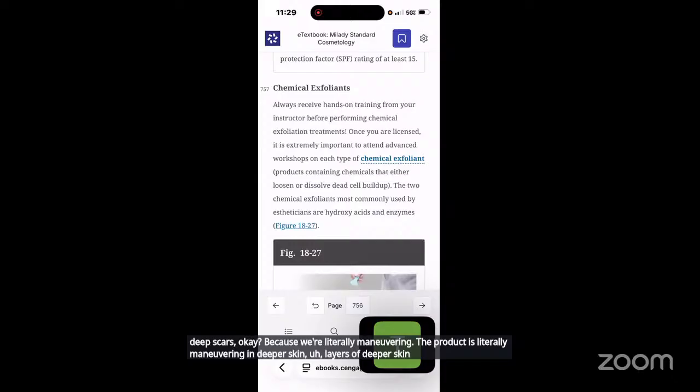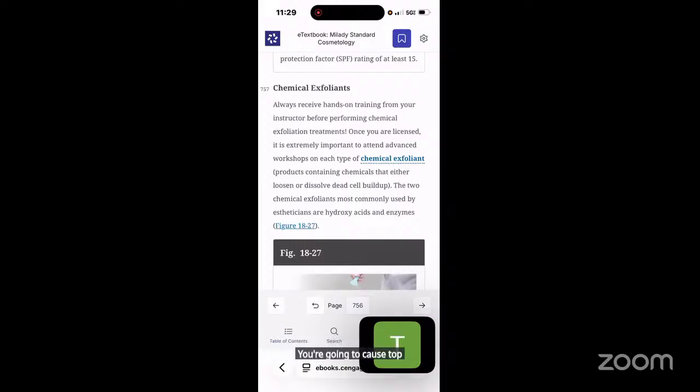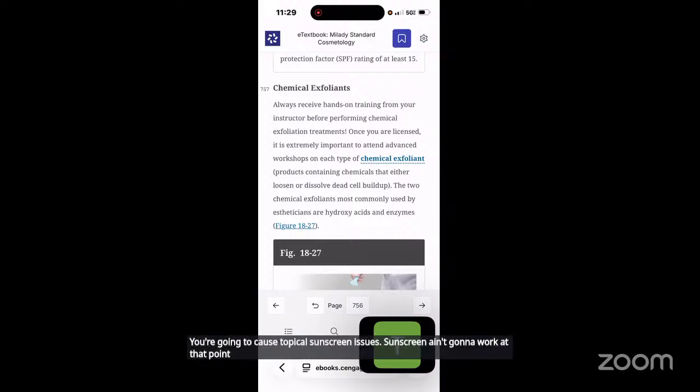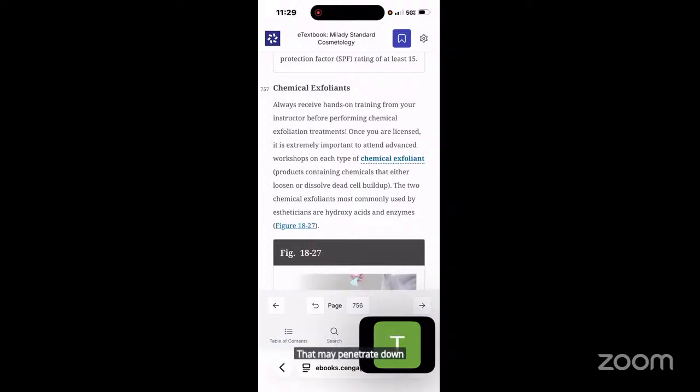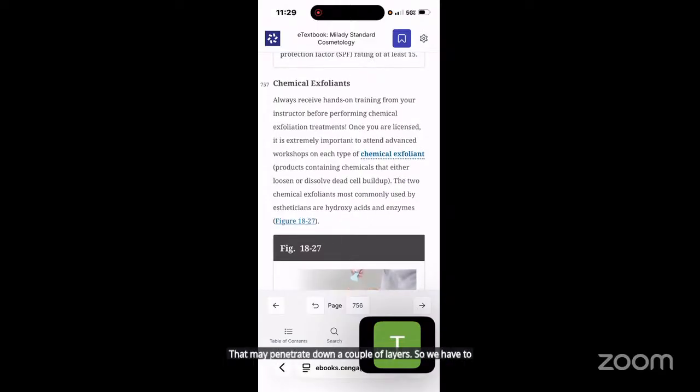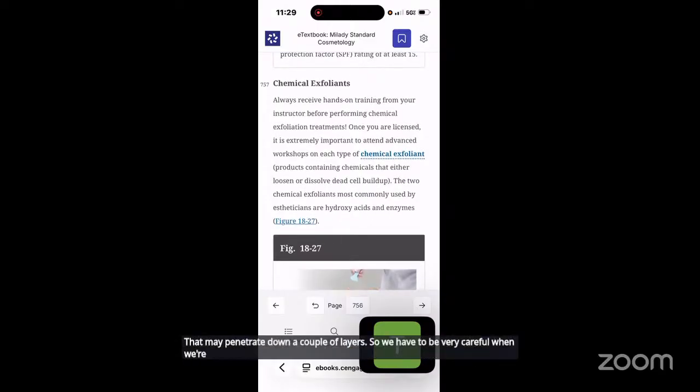So you're stopping the process or harming the process through the overexposure of the sun. You're going to cause topical sunscreen issues. Sunscreen isn't going to work at that point, but sunburn issues. But you're going to have even more issues because you may have severe burns, and you may have severe scarring as well that may penetrate down a couple of layers. So we have to be very careful when we're doing chemical peels, okay?